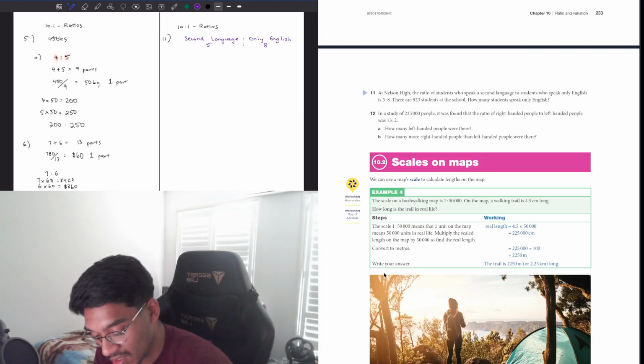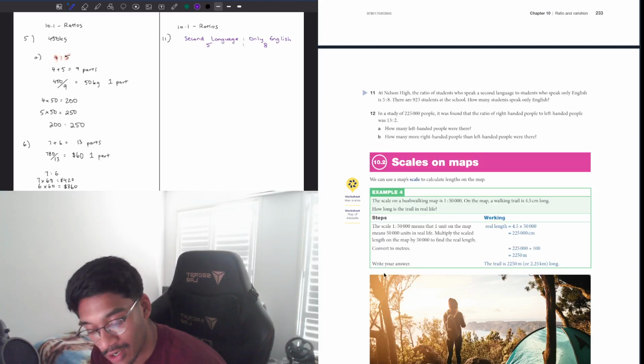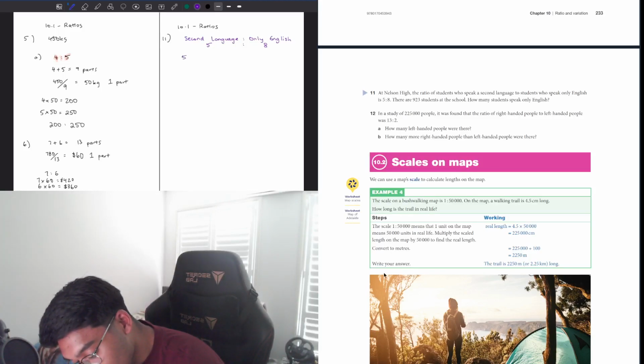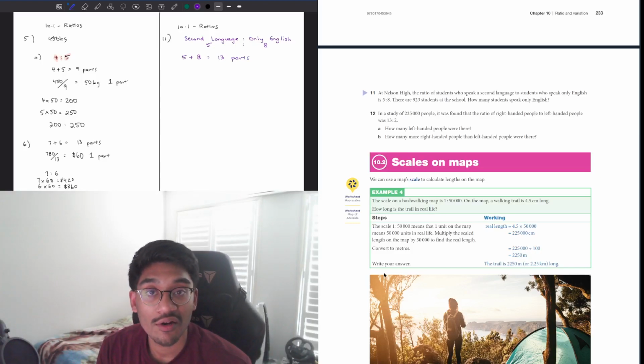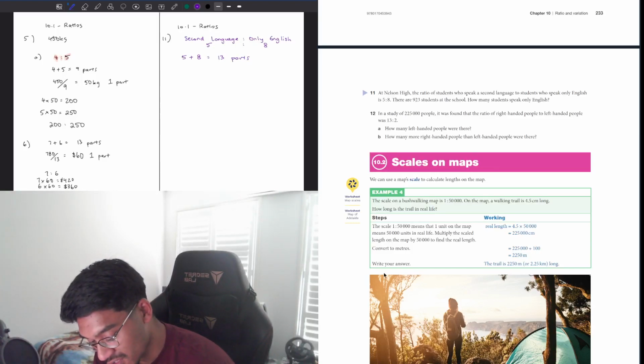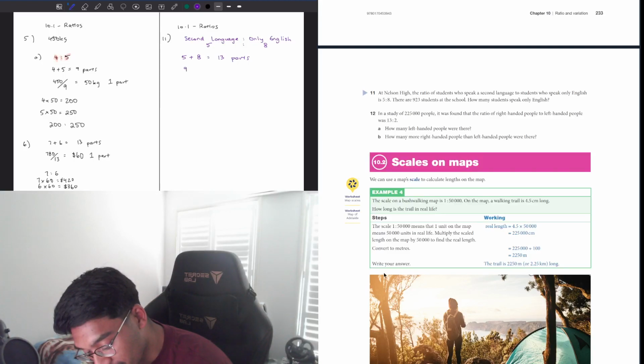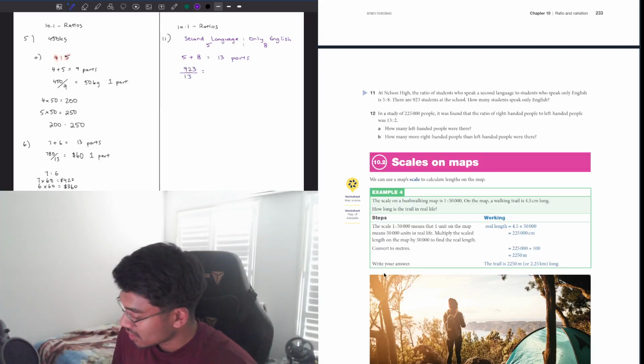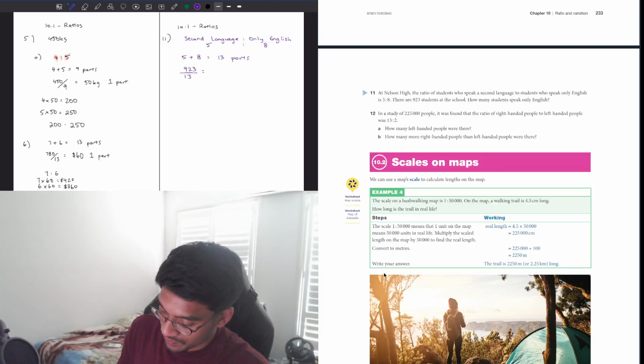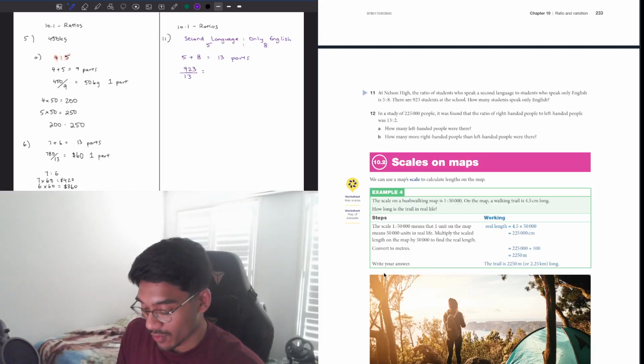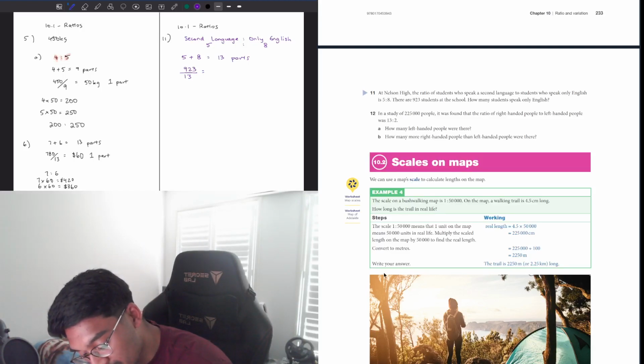Work out how many parts there are, divide the total by how many parts, and then work out only English in this case. So to work out how many parts there are, we do 5 plus 8, which equals 13. So we know there are 13 parts altogether. We also know there are 923 students. So to work out the value of one part, we do 923 divided by 13. Pop that in your calculator. Get an answer of 71. So 71 people is the equivalent of one part.